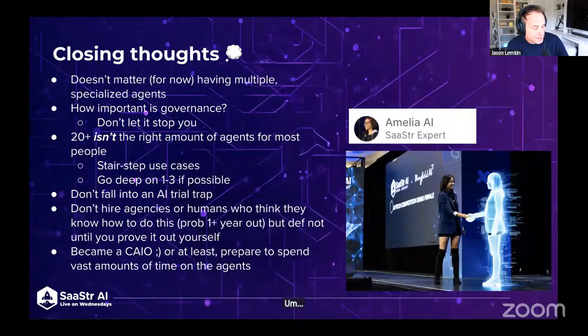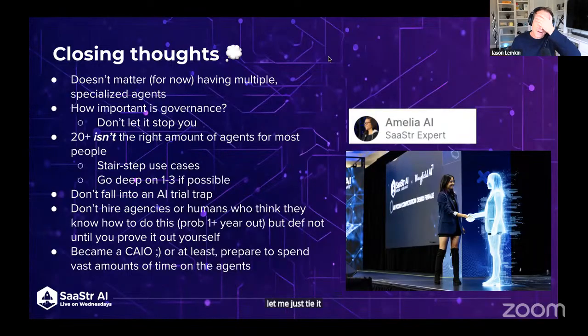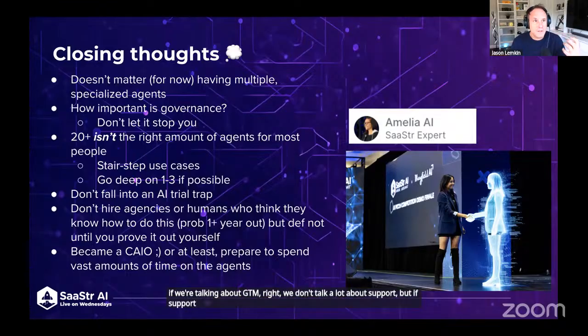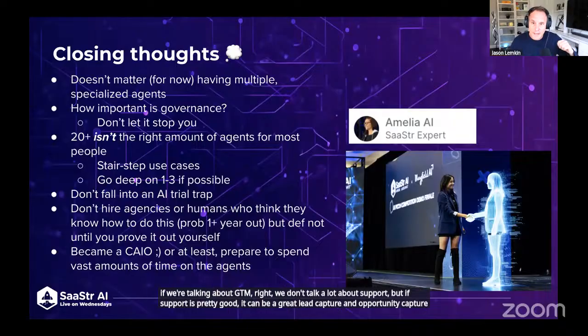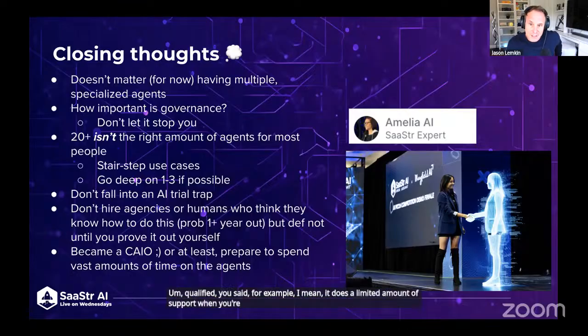I don't. The one thing I would, the Verizon story is a great one. Let me just tie it together. If we're talking about GTM, we don't talk a lot about support, but if support is pretty good, it can be a great lead capture and opportunity capture tool. Qualified, you said, for example, does a limited amount of support when you're using that agent. It captures leads when it does the same thing. It does the whole thing.